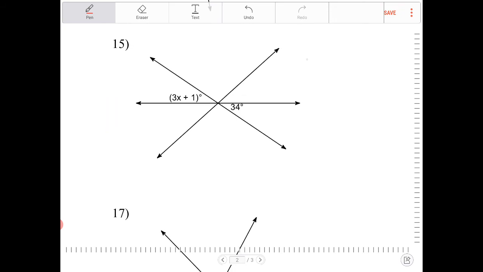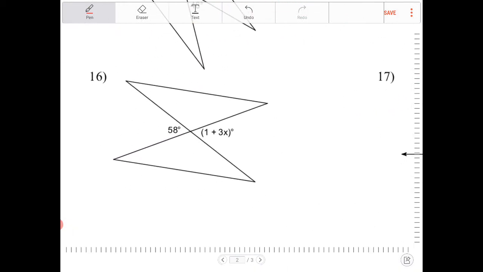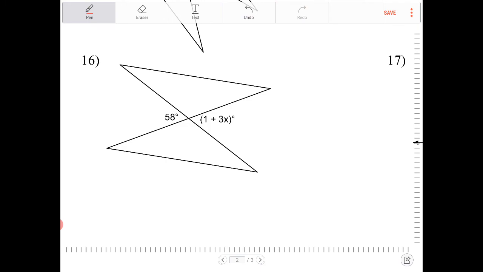Again, vertical angles. 3x plus 1 is equal to 34. Subtract 1, 3x is equal to 33. Divide by 3, x is equal to 11. More vertical angles. So 58 is equal to 1 plus 3x. Subtract 1, 57. Divide by 3, x is equal to 19.